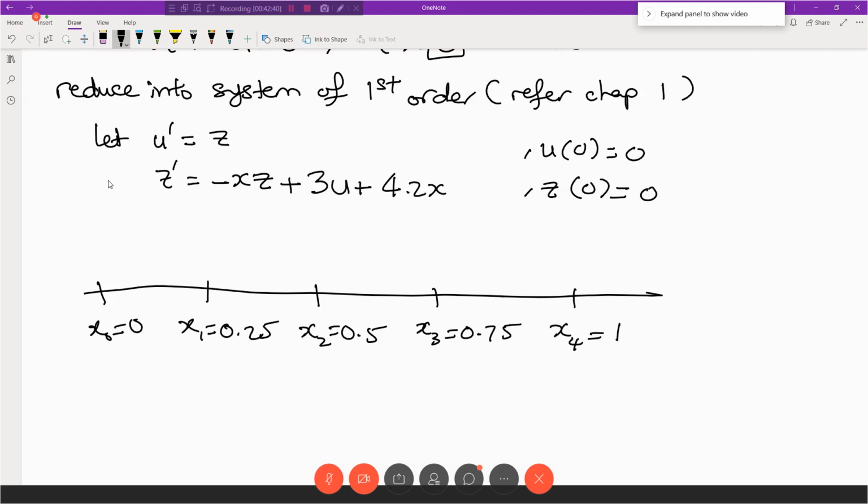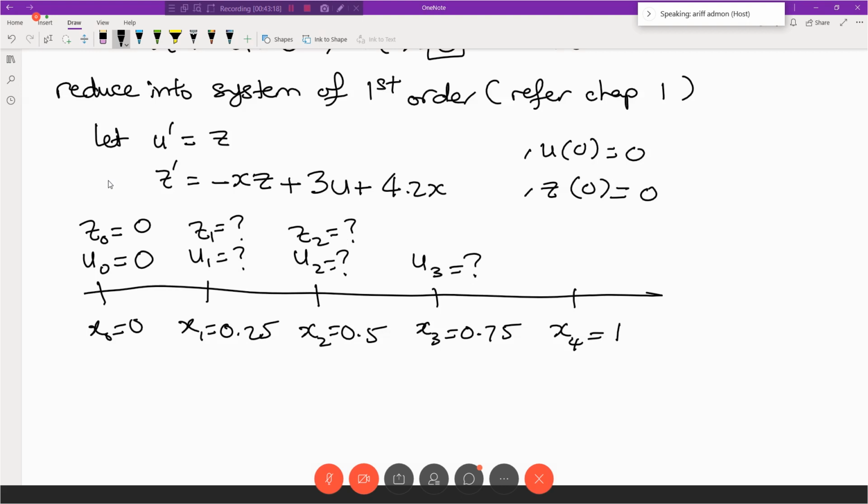So here, this is u naught. What is u naught? u naught is actually u of x naught, in other words u in bracket 0. So here u naught should be 0. Same goes to your z naught, z of x naught equal to 0. So how about u1, z1, u2, z2, u3, z3, u4.